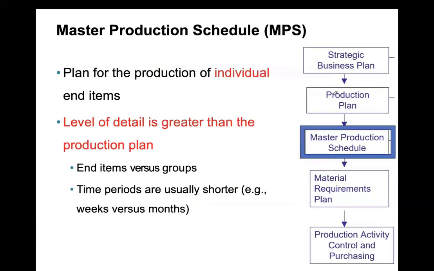Production plan is followed by the master production schedule. The master production schedule is about individual end items. So in contrast to the production plan that was about product families, this is about individual end items. Accordingly, the level of detail is greater than the production plan and it concerns end items versus groups. Time periods are usually shorter, for example, weeks versus months.